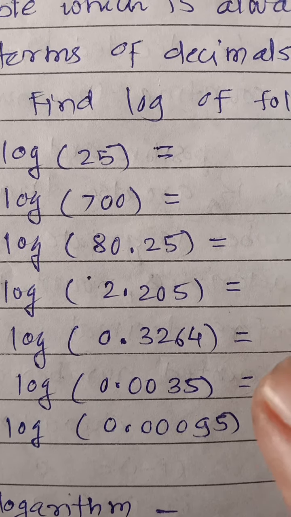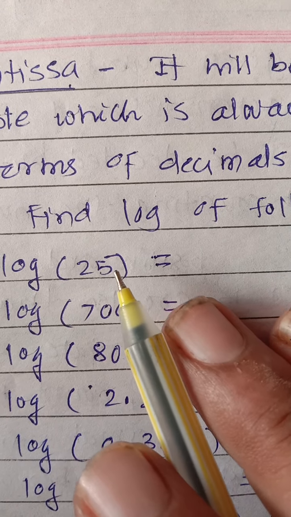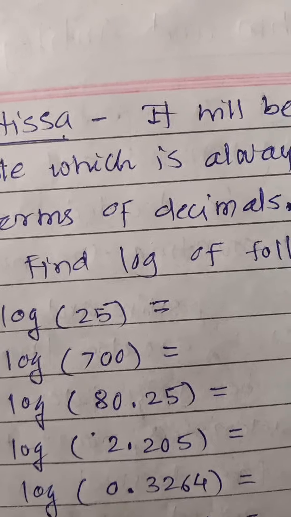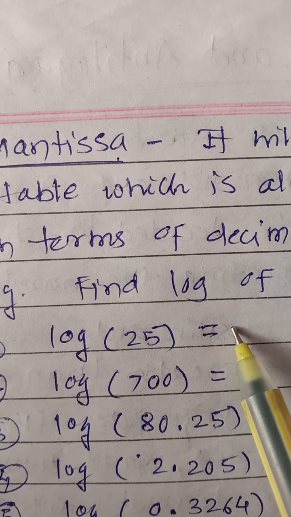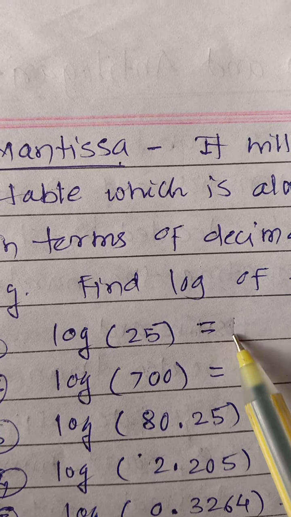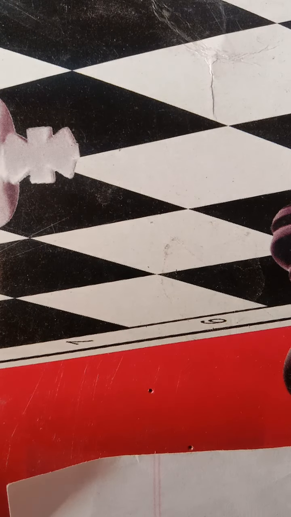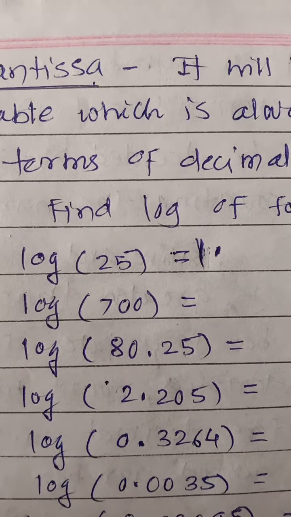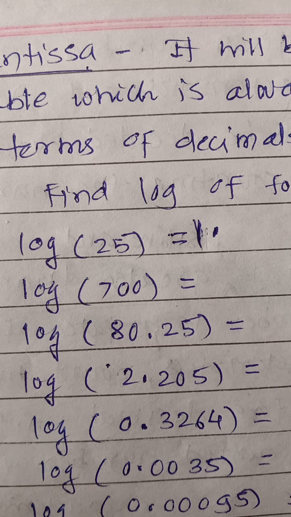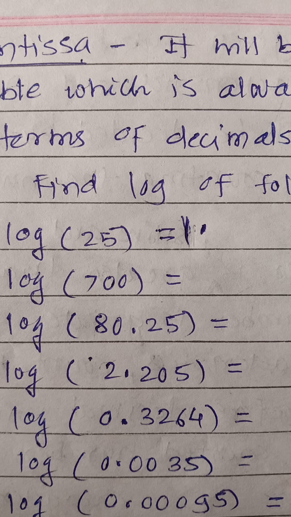If you consider this 25, it contains 2 digits, and therefore its characteristic will be 2 minus 1, that is 1. So this will be given as 1 point. The number of digits is 2, and 2 minus 1 gives 1, because 25 is greater than 1.